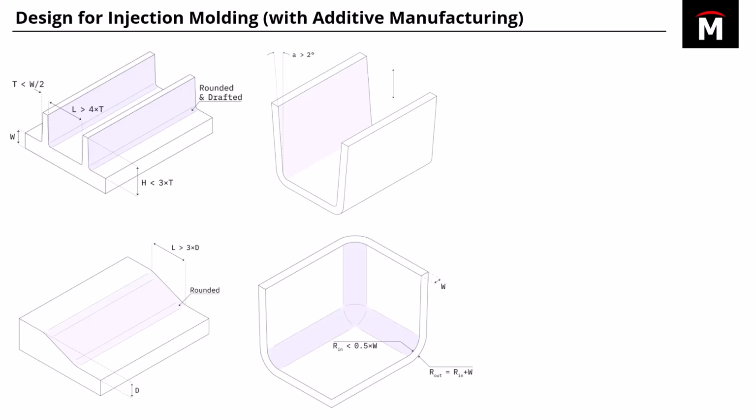The other thing is filleting your corners. Corners can be an area where you can retain a lot of heat stresses and you can have some quality issues result. So you want to fillet those corners as much as possible.